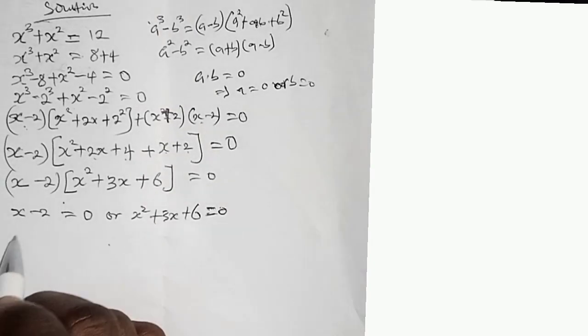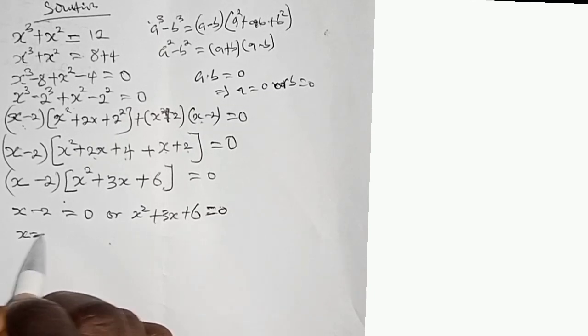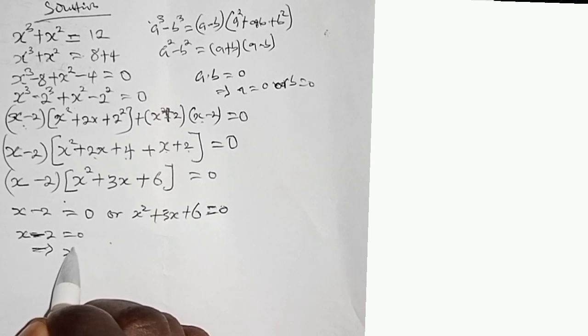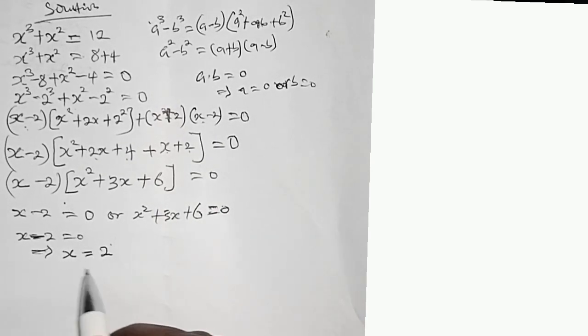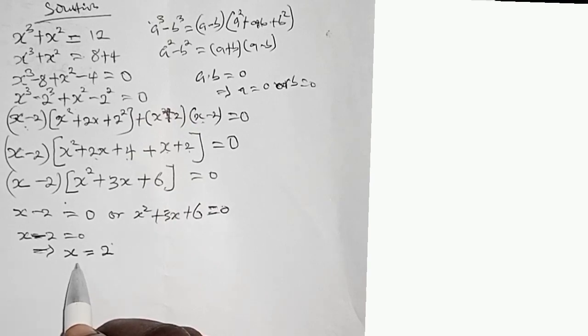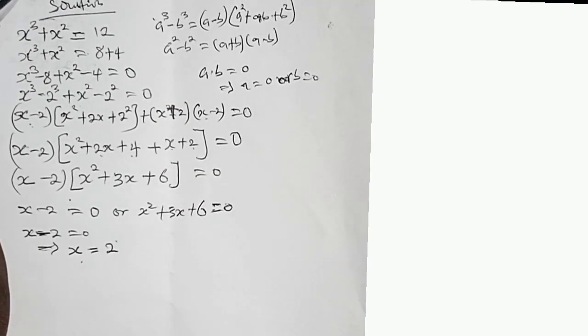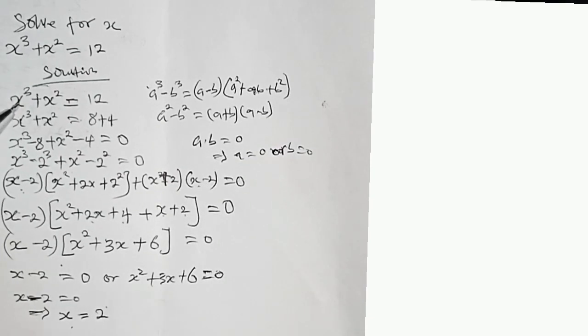Now if x minus 2 is equal to 0, then our x is equal to 2. So we've gotten the first value of x to be 2. And of course, if you put it in the equation, it satisfies it, because 2 raised to power 3 is 8, plus 2 raised to power 2 is 4, and 8 plus 4 gives you 12.